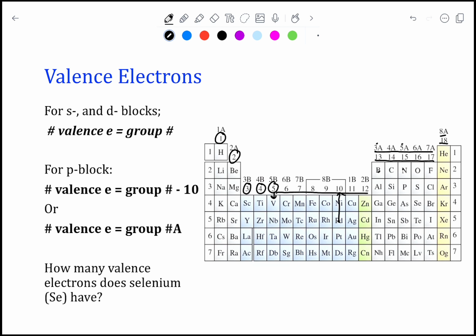So I have the example here of selenium. Selenium is number 34. It's right here. How many valence electrons does it have? Well, it's in group 16, so I would do 16 minus 10, 6 valence. Or I can look and see that it's in group 6A. That's 6 valence electrons. So you can look at it either way.